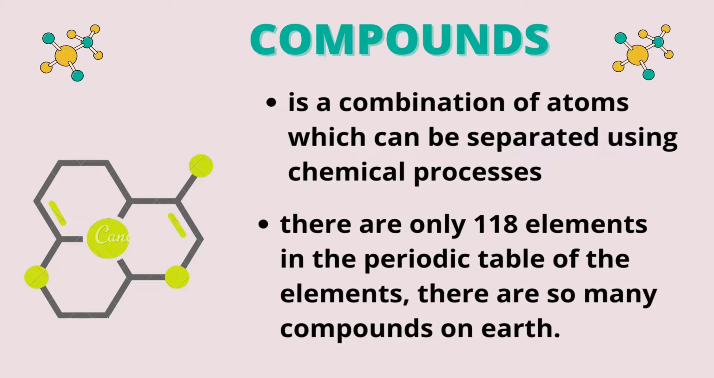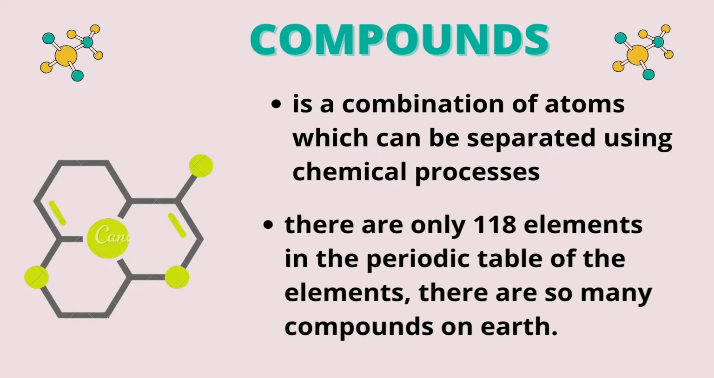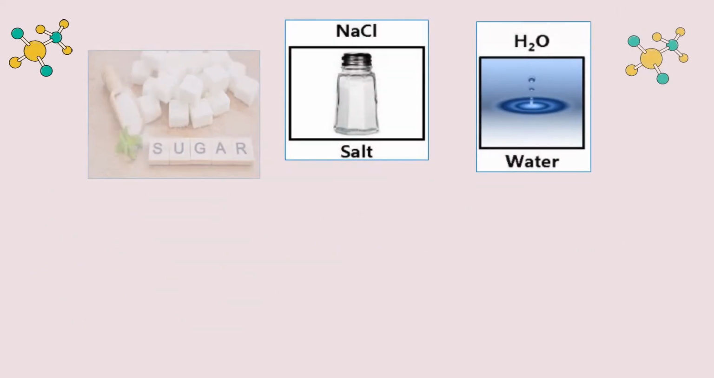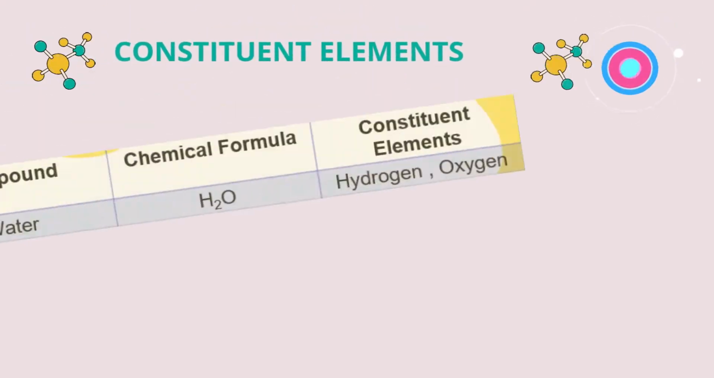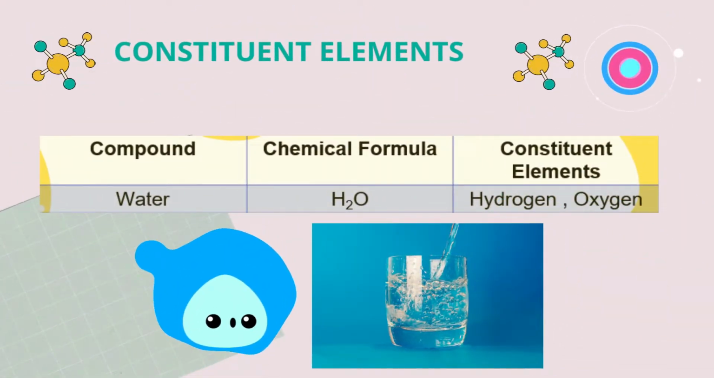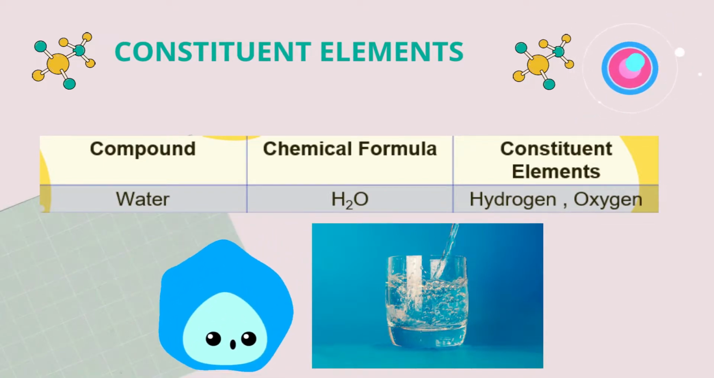On the other hand, a compound is a combination of atoms which can be separated using chemical processes. There are only 118 elements in the periodic table of elements, but there are so many compounds on Earth. To name a few commonly used household compounds: sugar, table salt, baking soda, flour, and acetic acid. These compounds can be further divided into the elements that compose them, called their constituent elements.